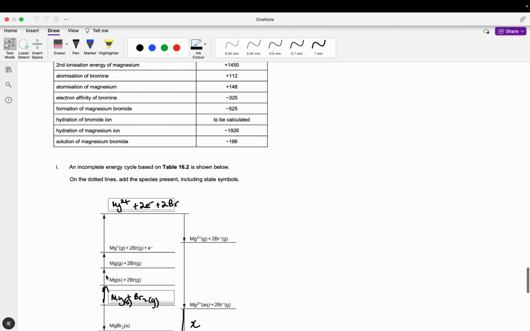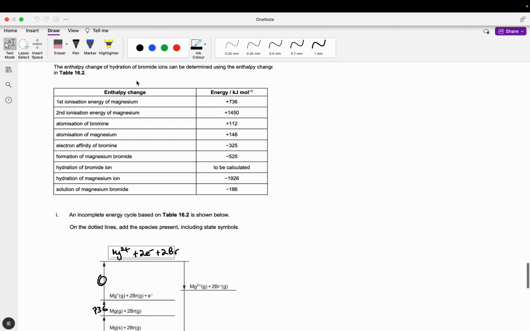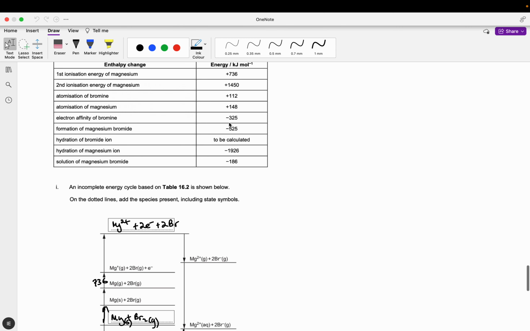Have a think where you're going to write that. You're going to write that over here. Make sure you don't write that over here because this represents second. Okay, second ionization energy of magnesium is 1450. So you're going to write that over here.